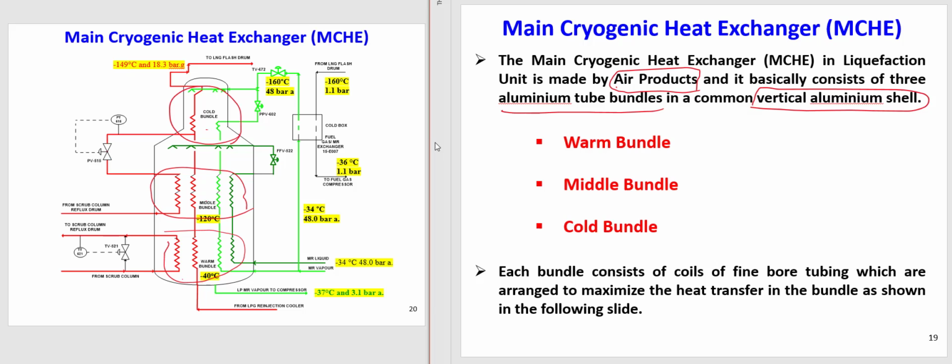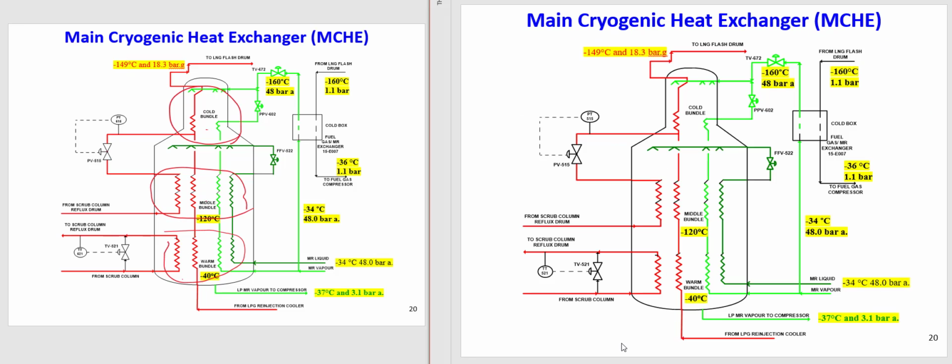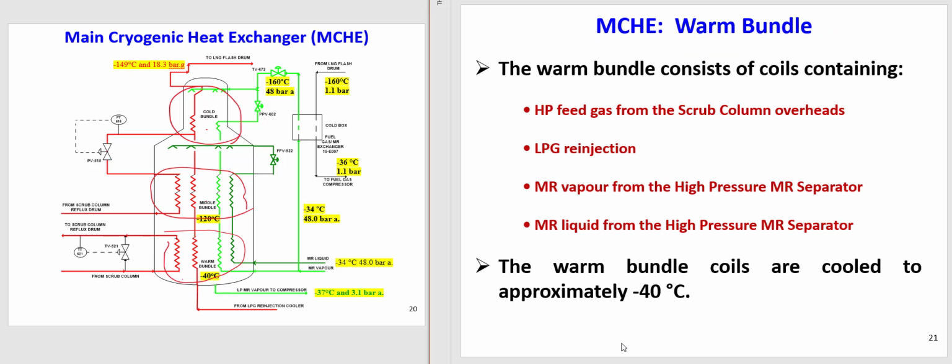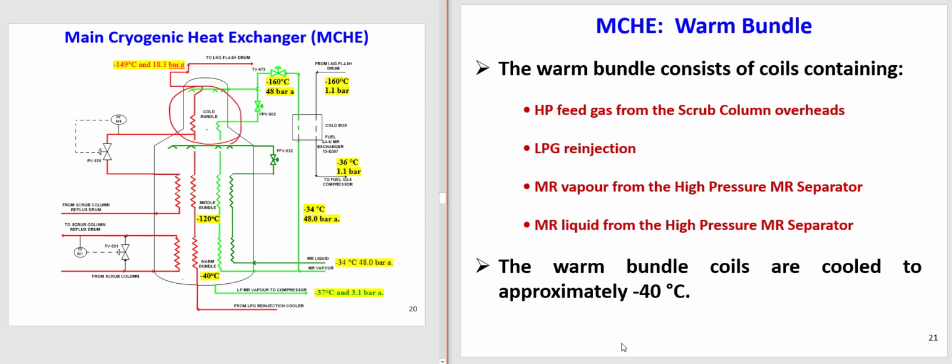Each bundle consists of a coil and fine bore tubing, which are arranged to maximize the heat transfer in the bundle as shown in the following slide. So each of these bundles consists of several tubes, we call them coils or tubes, that are designed to give us a very high amount of heat transfer area. Okay, now let's go one by one to each of these bundles and talk a little bit about them.